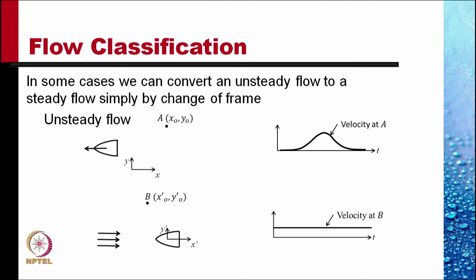The value would depend upon the location of B relative to the body. If it is closer to the body, if it is at the nose of the body, the fluid at the nose is always at rest. But far away, the velocity is equal to v, the speed of the body.